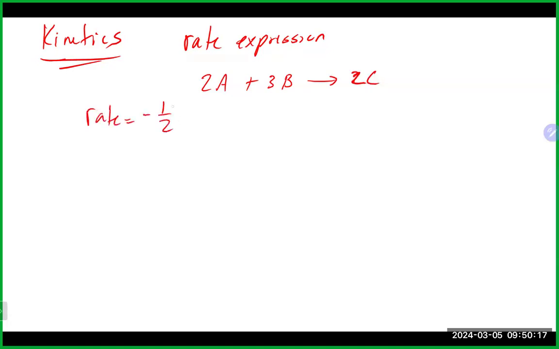And we talked about a couple of things with kinetics. We talked about what's sometimes referred to as the rate expression. And the rate expression can be written from an equation. And we could say that the rate is equal to minus 1 over 2, the change in the concentration of A over the change in time. And that equals minus 1 over 3, change in the concentration of B over the change in time. And that equals 1 over 2, change in concentration of C over the change in time.